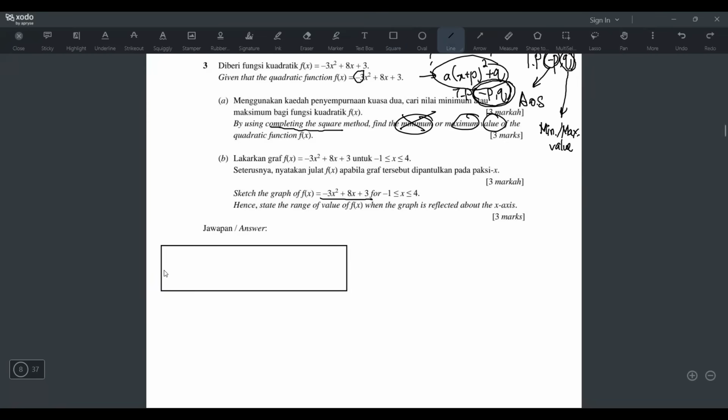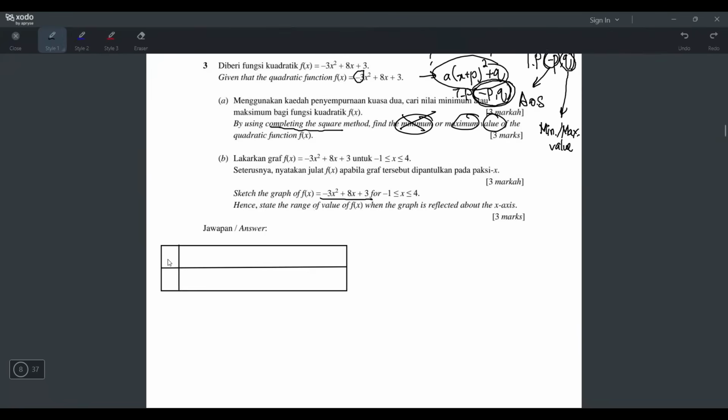If you don't have points, how are you supposed to plot the graph, how are you supposed to sketch, right? So let's find some points. And I will find out all the important points, right? What do I mean by important points? Okay, let's write down here, this is x, this is y, or you can write f(x) also, same thing.